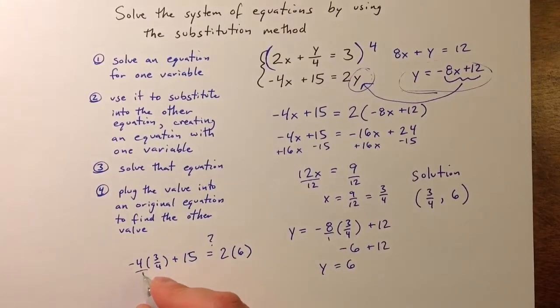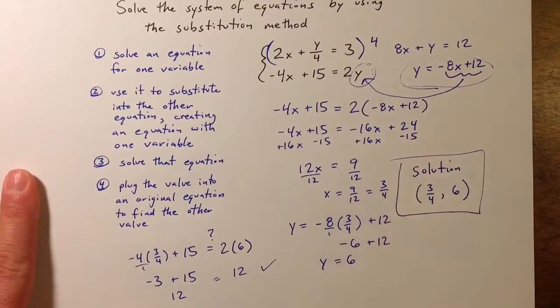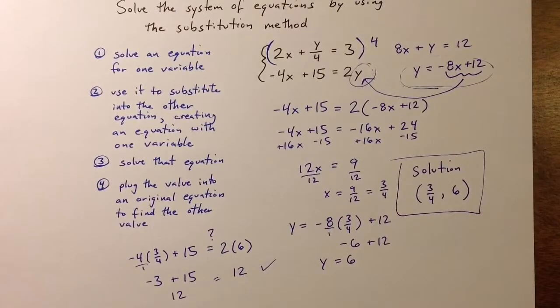And so let's check to see if those two values are equal. Negative 4, I can think of that as negative 4 over 1, so this is going to become a negative 3. Plus 15, that'll equal 12. On the other side, of course, 2 times 6 also equals 12. And so the solution works. The solution to the system is 3/4 for x and 6 for y.